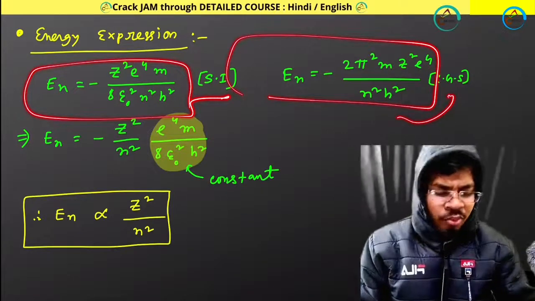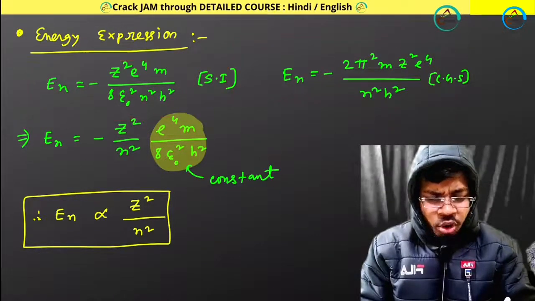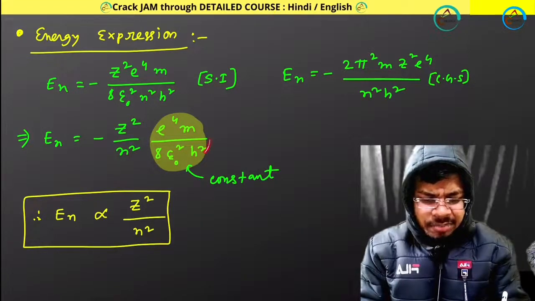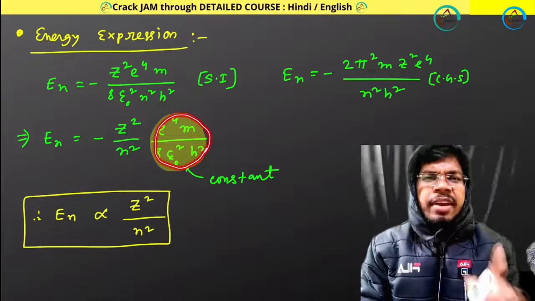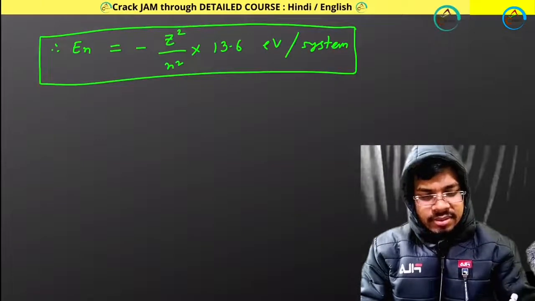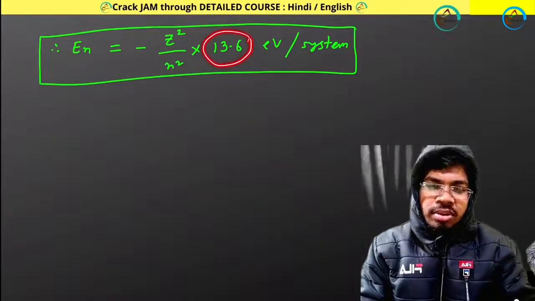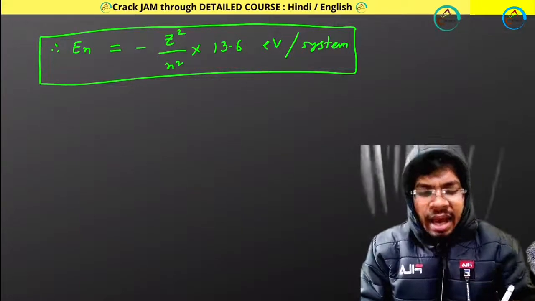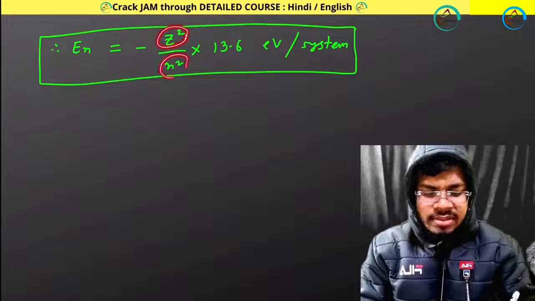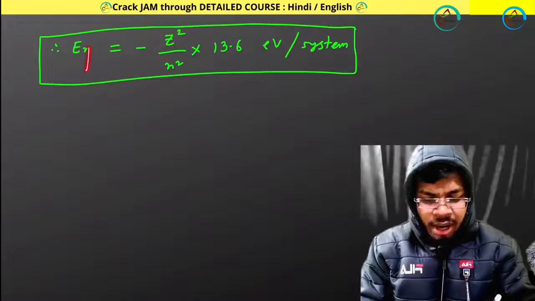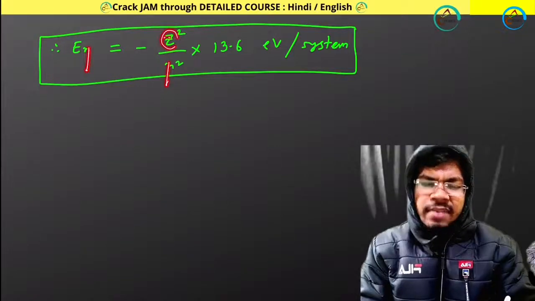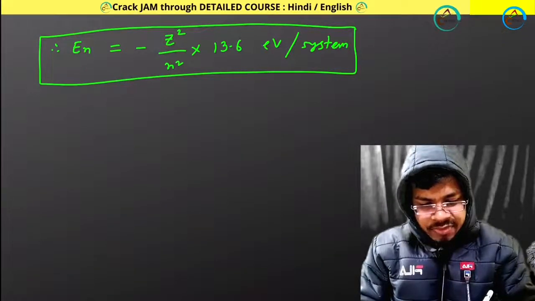Why don't we want to use them? Because I have to put a lot of values and those are very tough. I already know that this part is constant and gives me a fixed value, that 13.6 electron volt. So why would I calculate those parts again and again? I just need to vary these two variables. For E1, n will be 1, and based upon the atom or ion, I have to put the Z value. Let me copy this equation.